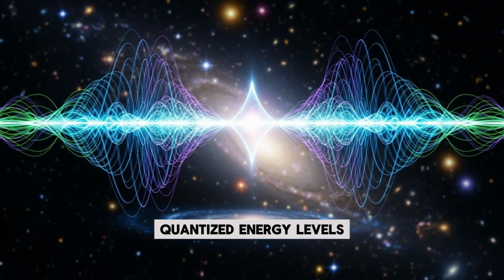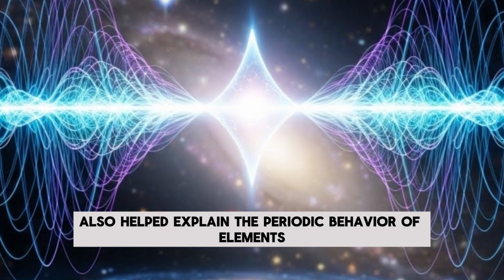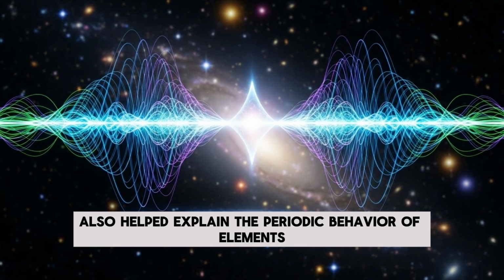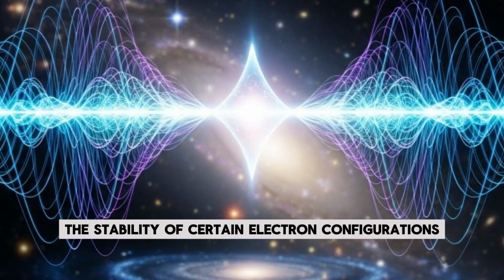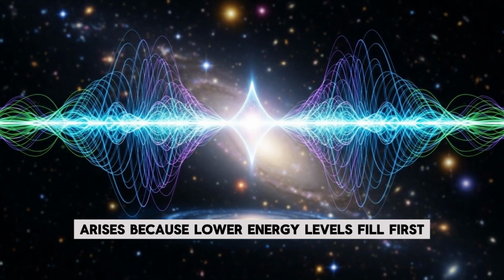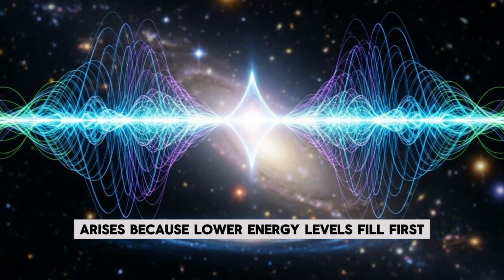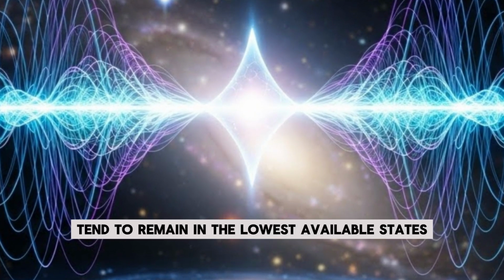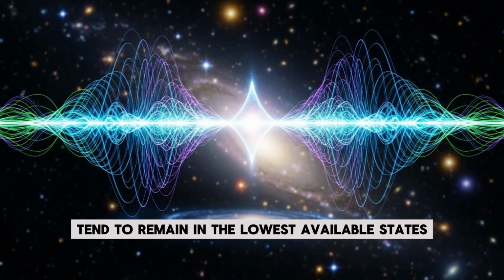Quantized energy levels also helped explain the periodic behavior of elements. The stability of certain electron configurations arises because lower energy levels fill first, and electrons tend to remain in the lowest available states.